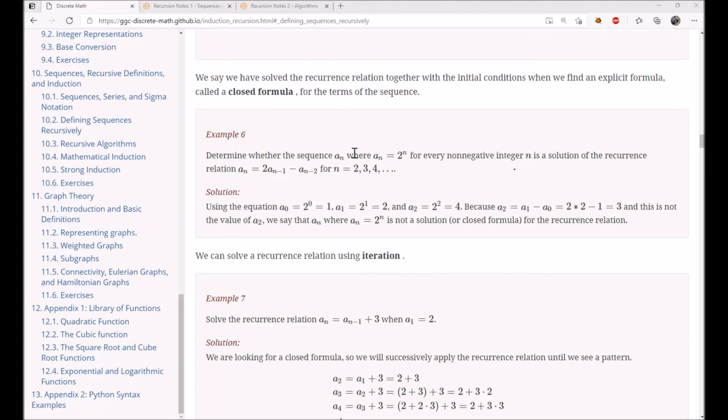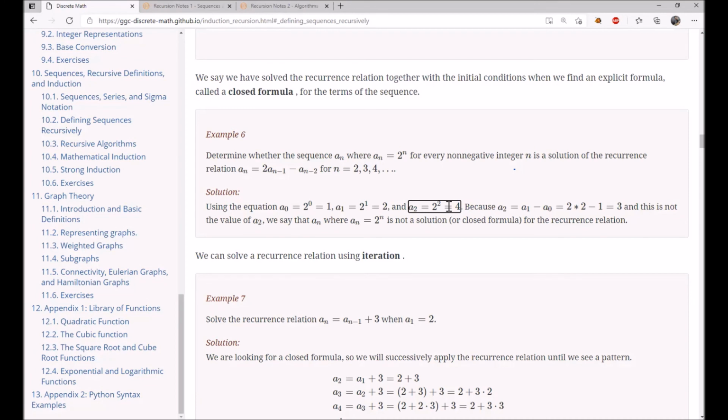So let's look at a_n, where a_n is given by 2 to the n. And we want to decide whether or not this is a solution to this recurrence relation: a_n equals 2 times a_(n-1) minus a_(n-2) for n greater than or equal to 2. Well, just plug in some values and see what happens. We get a_0 equals 2 to the 0, which is 1. a_1 is 2 to the 1, which is 2. a_2 would be 4.